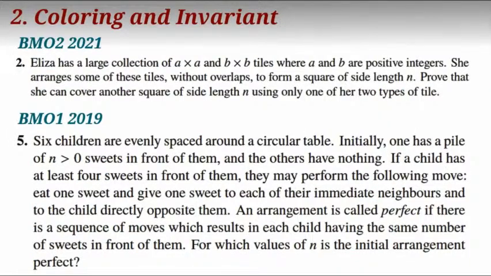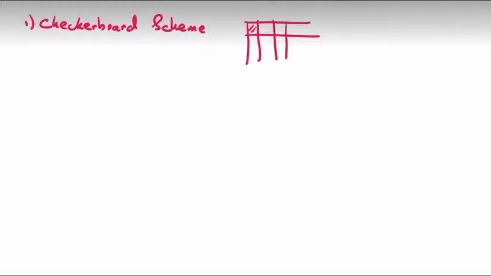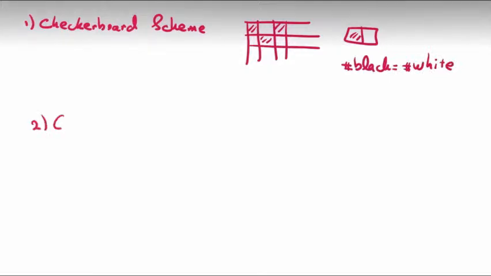Coloring and invariant. I will tell you two important ideas in coloring and invariant, and then we solve these two problems. We have three colorings. One of them is the checkerboard scheme. 90% of coloring problems can be solved by this. You consider black, white, black, white, black, white. And then if you want to fill with dominoes or 1 by 2 tiles, the number of blacks should be equal to the number of whites if you want to tile. It can also be useful in other problems we will solve. The problem of BMO, you will see how useful it is.